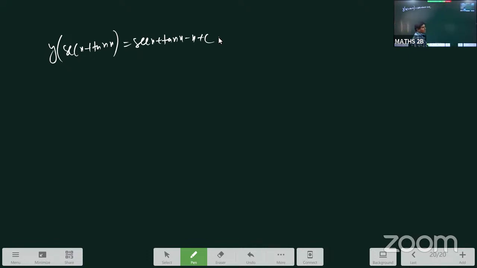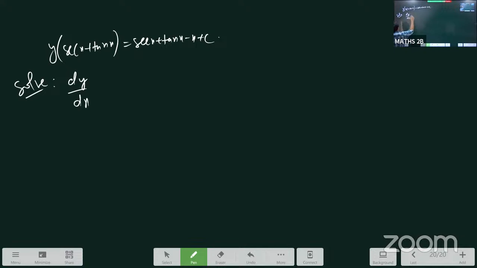So in differential equations, recognizing the sum is very important. You have to recognize the sum. That is very important in differential equations. Is it clear?